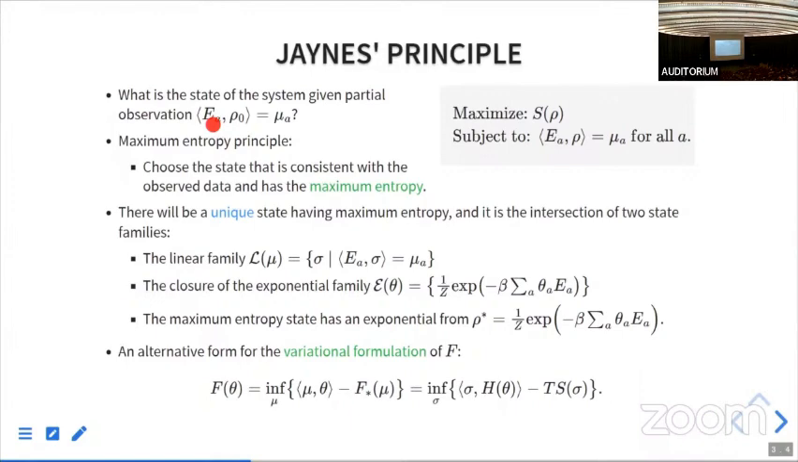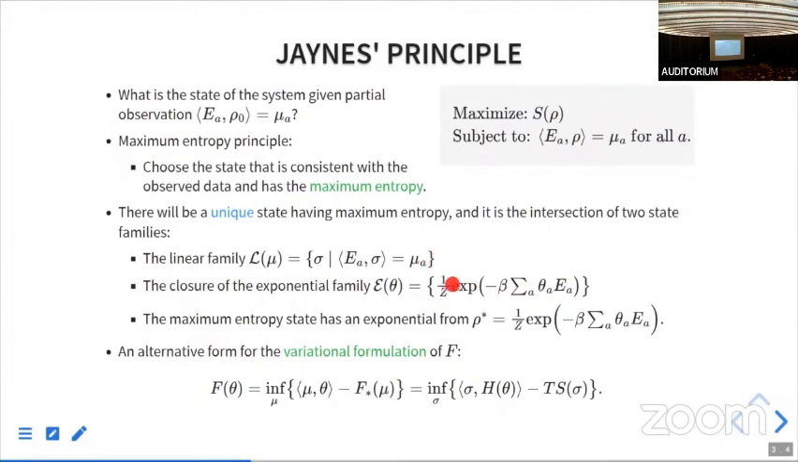And there are some known structural results about this maximum entropy state. First of all, consider two families of states. One is called the linear family, the family of states that has exactly the local mean values, depending on the mean vector mu. And also, you can consider the closure of the exponential family: you take a theta and form all the Gibbs states and take the closure. These two families, L and E, intersect at exactly one point if they are not empty. Moreover, because it's an intersection, there is a state, the maximum entropy state, which takes this form: a Gibbs state of a certain unknown parameter theta, and its local values match mu.